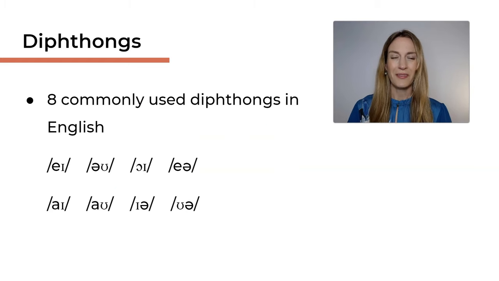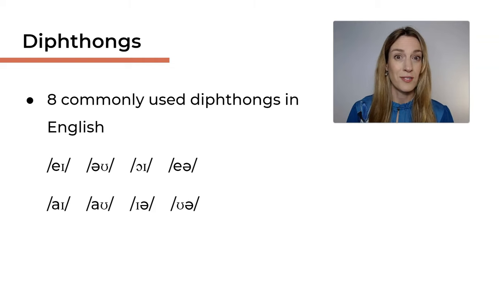Let's have a look at all of the common diphthongs that we have in English. There isn't necessarily total agreement. Some books might say there are 10, some might say 9, but most books will probably tell you that there are 8 commonly used diphthongs in English. Those are the ones that I'm going to introduce here in this video, and I've given you the phonemic transcript to illustrate them. We've got 8 diphthongs altogether. Every time we write them, they will be put together, and they really form one new sound.